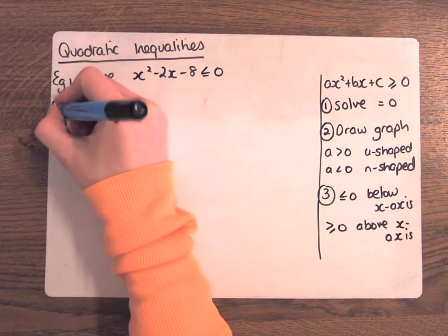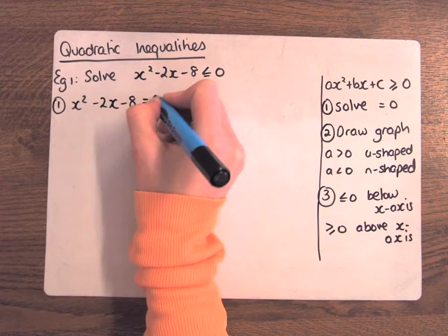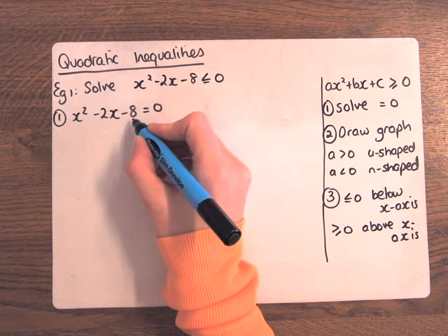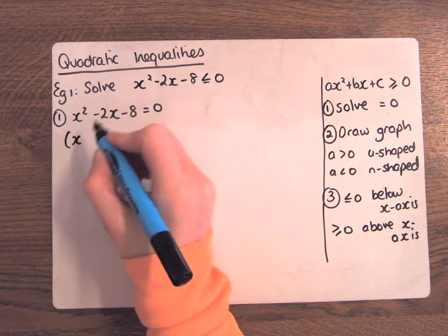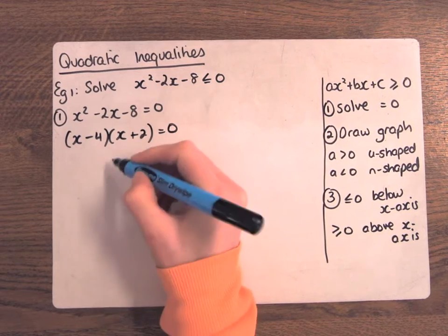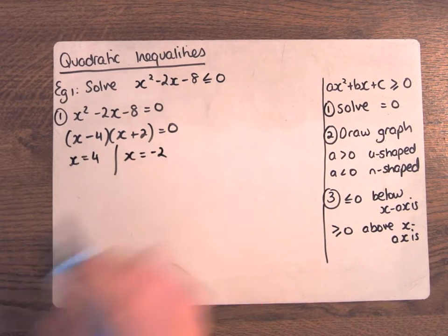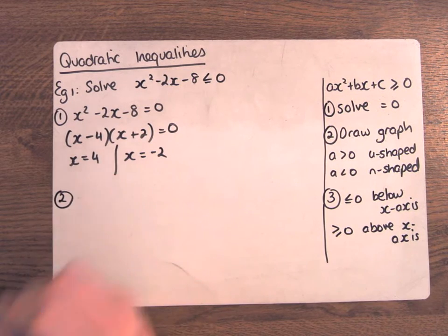Let's solve it equal to 0. What are the factors of 8? 2 and 4. 4 and 2. And which one's going to be a plus and which is a minus? Well, x minus 4, lovely. x plus 2 equals 0. And we're solving. So x is 4. x is minus 2. Any issues there? Okay.